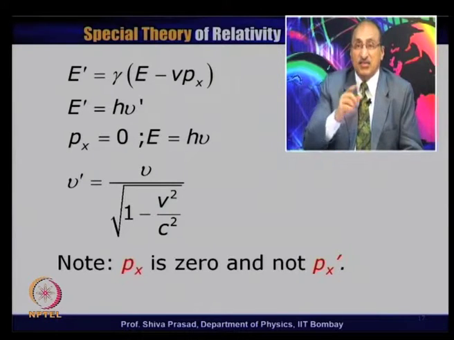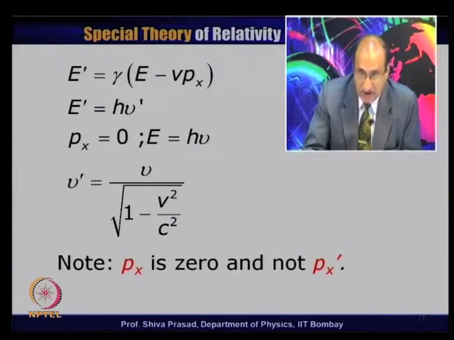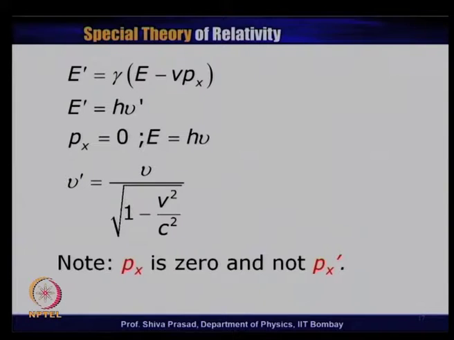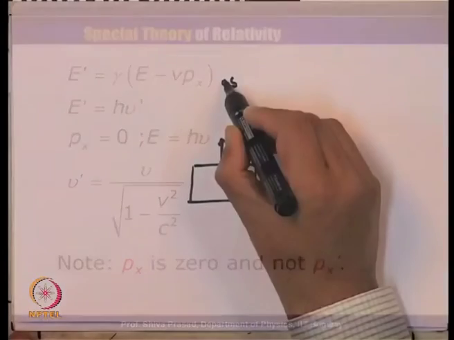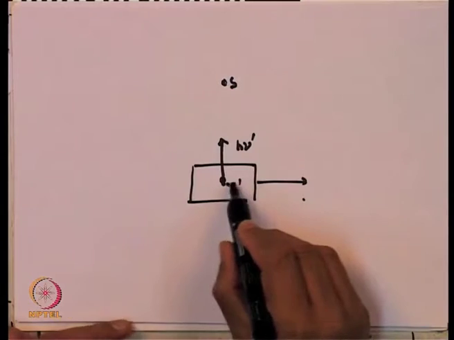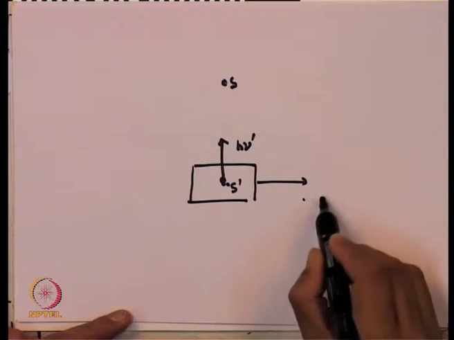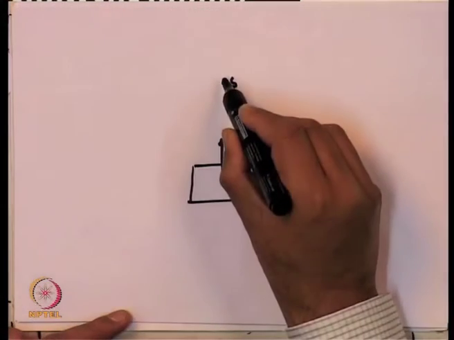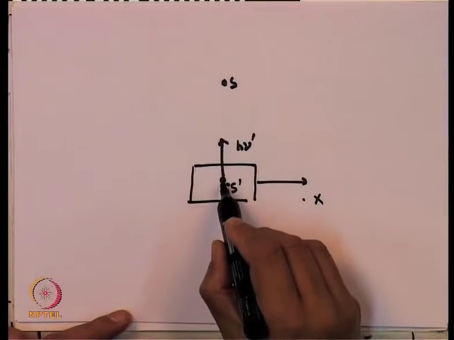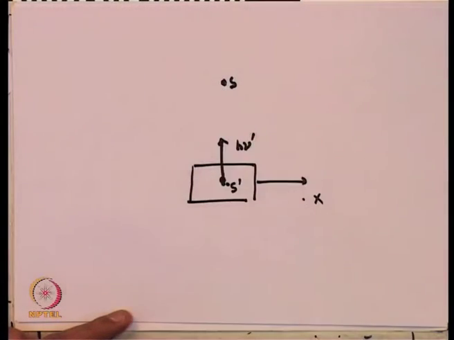Therefore, Px is 0. Let me come back to this particular figure which I have drawn here in this particular paper. Here there is an S, which has motion in this particular direction. So, this is my x direction. Now, according to this observer S, this photon is traveling in this particular direction.